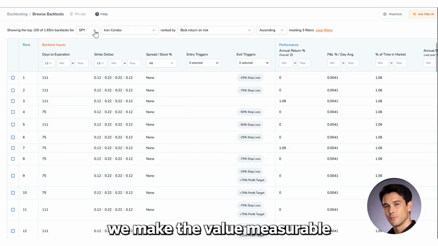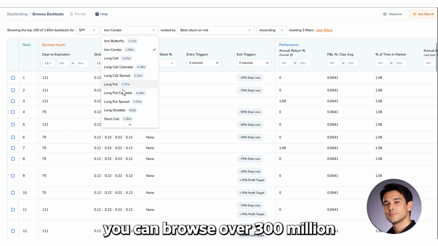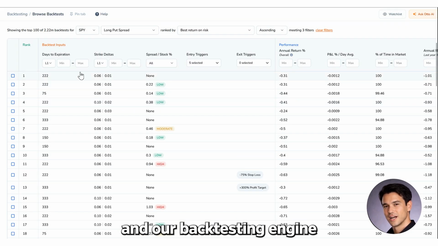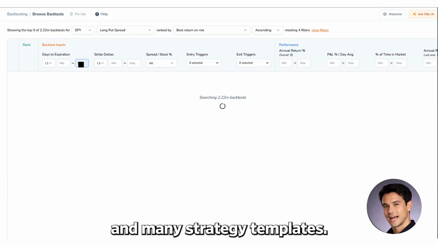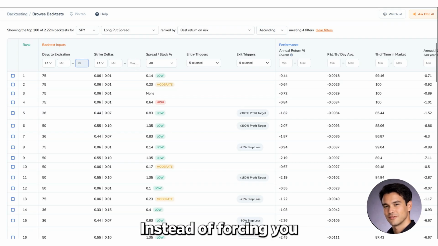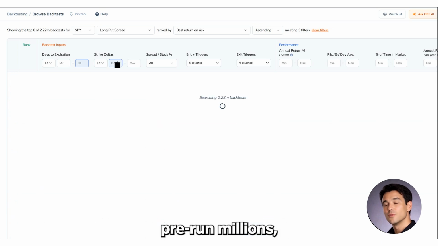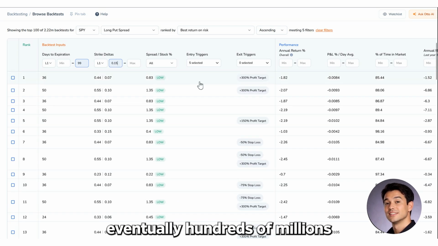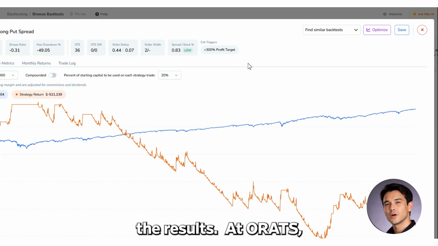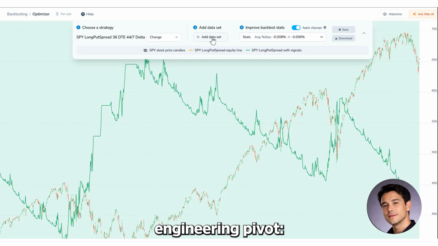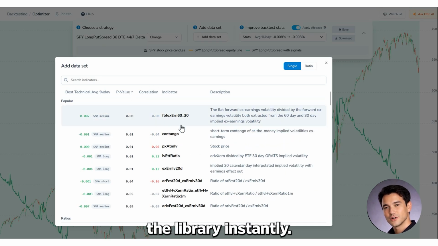Backtesting is where we make the value measurable and prove the alpha. On the platform, you can browse over 300 million pre-calculated backtests, and our backtesting engine runs back to 2007 across thousands of symbols and many strategy templates. Instead of forcing you to run everything from scratch, we built a database-first approach. Pre-run millions, eventually hundreds of millions of strategy variations, then let traders query the results. At ORATS, that was a deliberate engineering pivot. Run the backtest before you even touch the software, so users can search the library instantly.